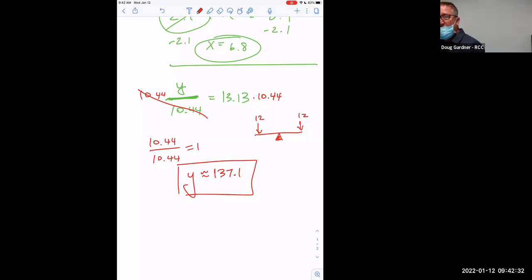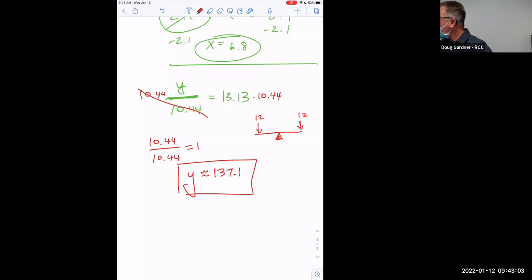Does it make sense that you could check your work here? I could check my work by saying, let's see if 137.1 divided by 10.44 really is 13.13.